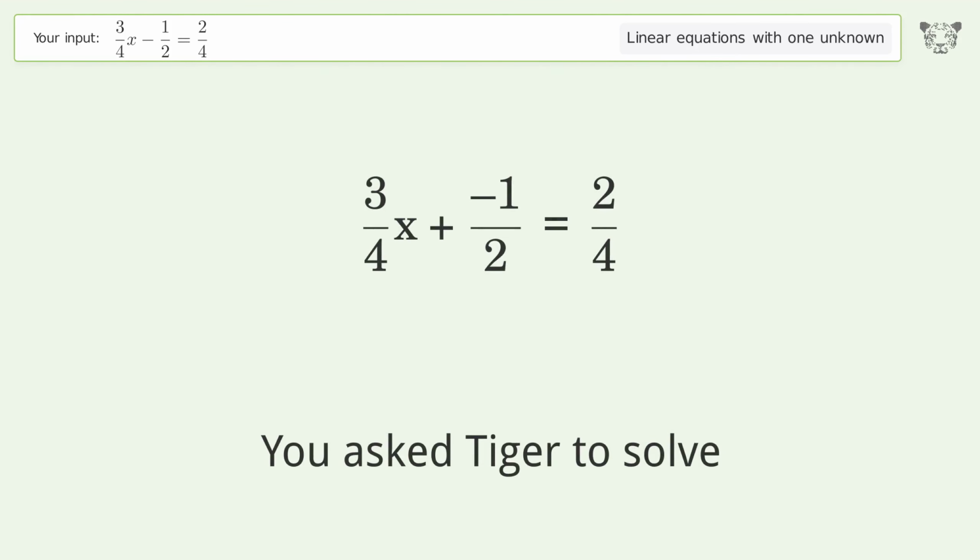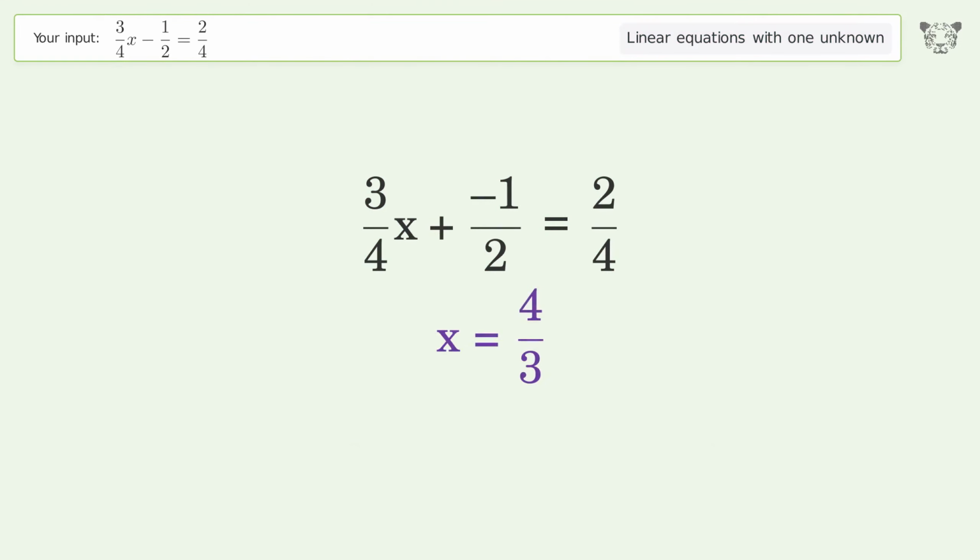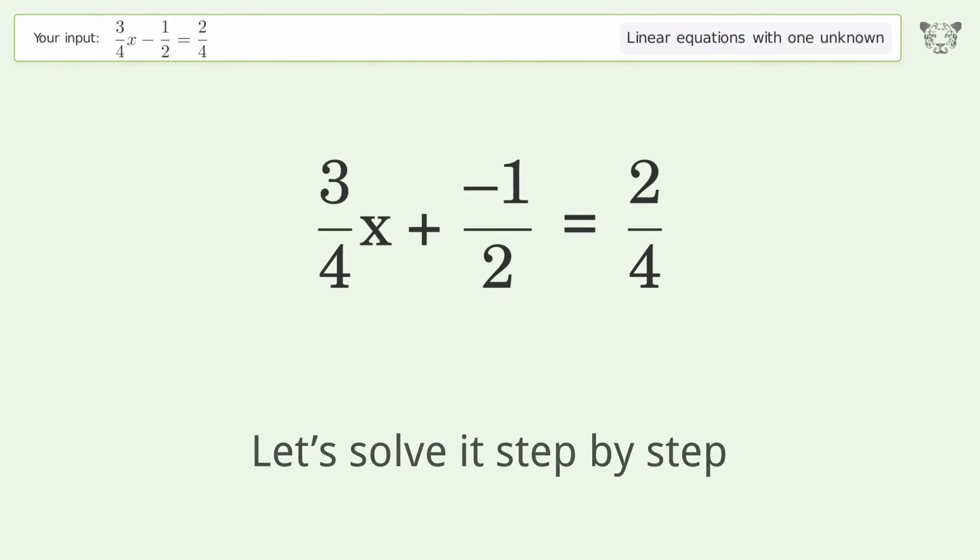You asked Tiger to solve this. This deals with linear equations with one unknown. The final result is x equals 4/3. Let's solve it step by step.